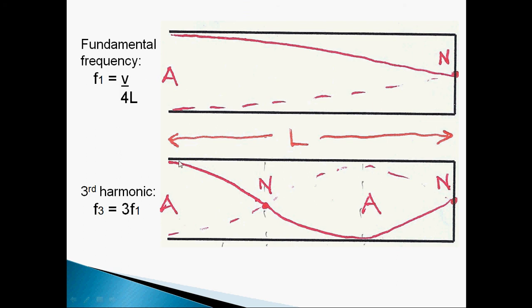Now, to get the next harmonic, here's what's kind of funny about these half-open pipes. To get our harmonics, we can only multiply by odd integers. That's a key idea here. For half-open pipes, there are no even harmonics.